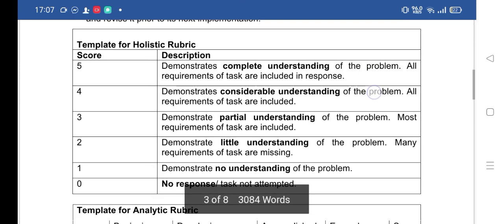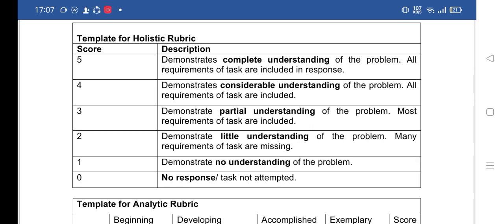So let's move to the templates of holistic rubrics. So this is an example of a holistic rubric. In the score, number 5 is the highest level, in which there is complete understanding of the problem. All requirements of the task are included in the response. Number 4 is a considerably high level, also showing understanding of the problem, and all requirements of the task are included. Then number 3 demonstrates partial understanding of the problem. Most requirements of the task are included.